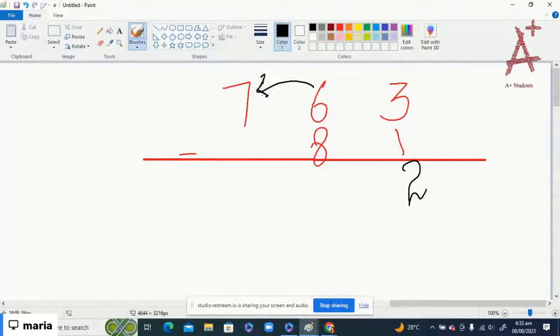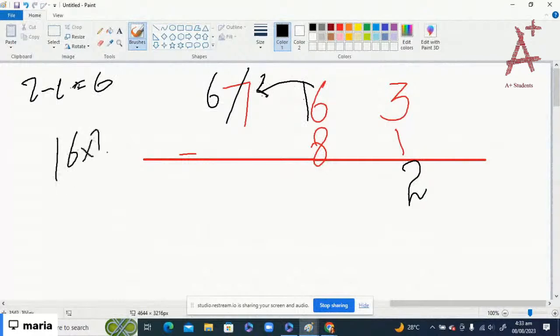Now here it's dropped. 6 becomes 16, and this 7 becomes 6. Why? Because 7 minus 1 is 6. And here the 6 becomes 16, not 7. We are not adding, we are just putting 1 before that number. Okay? So it becomes 16.